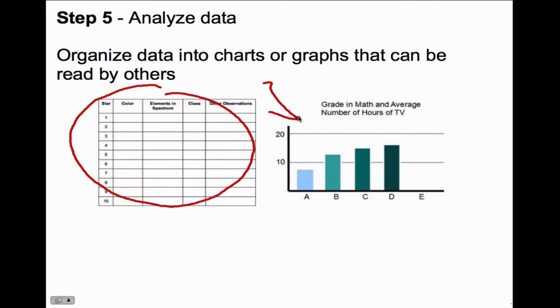This here is a graph, and this is done after the experiment. So after we have all of that data, then we can put it into a graph form so that it's a visual and people can look at it and see easily what your results were.